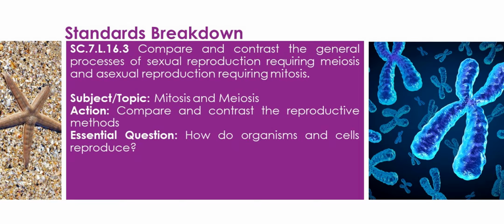Our next standard is SC.7.L.16.3. Compare and contrast the general processes of sexual reproduction requiring meiosis and asexual reproduction requiring mitosis. The subject is mitosis and meiosis. We should be able to compare and contrast these reproductive methods. And our essential question for this standard is, how do organisms and cells reproduce?